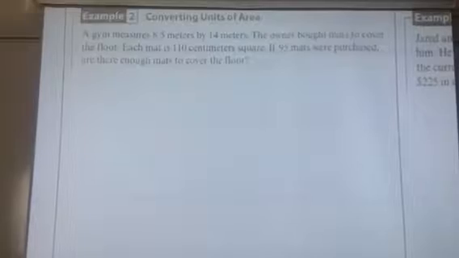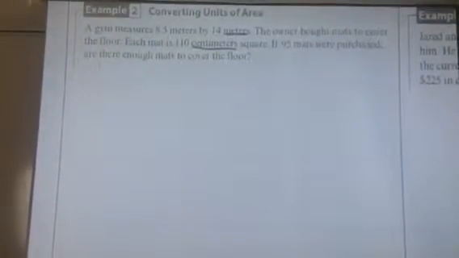Okay? Let's look at example 2. A gym measures 8.5 meters by 14 meters. Think about this conceptually. Think about a gym and the area of that gym. The owner bought mats to cover the floor. So we're talking about the area of this floor, and each mat is 110 centimeters squared. What I already see is this is being measured in centimeters, and this was being measured in meters. So I know I'm going to have to use some unit analysis. If 95 mats were purchased, are there enough mats to cover the floor?